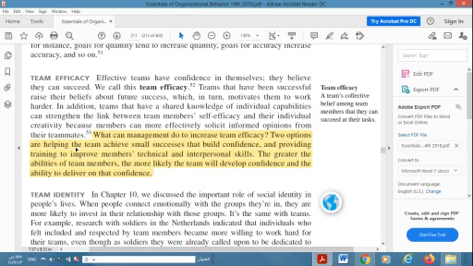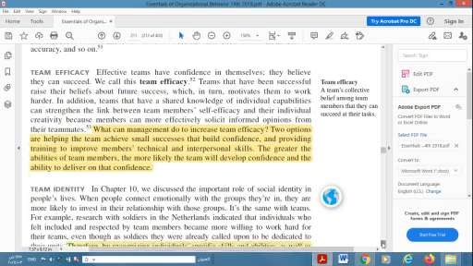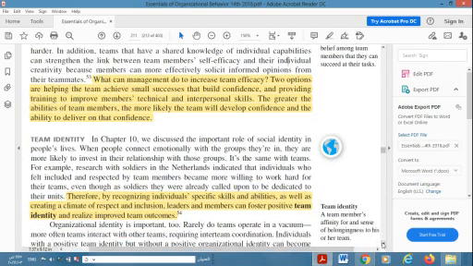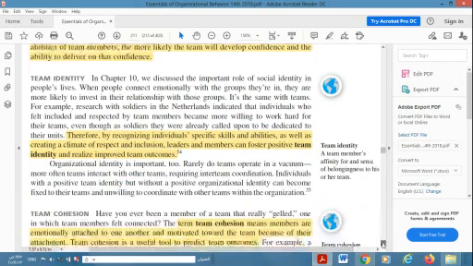Two options are helping the team achieve small successes that build confidence and providing training to improve members' technical and interpersonal skills. The greater the ability of team members, the more likely the team will develop confidence and the ability to deliver on that confidence. Therefore, in order to increase team efficacy, we want to build confidence among team members and also provide training in order to improve the members' technical and interpersonal skills.